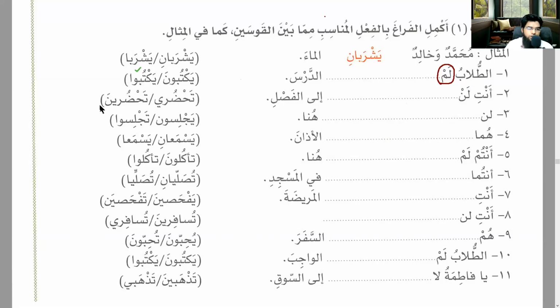Anti lan... ilal fasli. Tahduri, tahdurina. You did not attend the class. Hadara yahduru. 1 or 2. Now, 1. Tahduri. The noon will drop. Yes. Anti lan tahduri. The noon drops. Lan... huna. Yajlisuna, tadlisu. You all will not sit here. Lan tadlisu. Yes. Why? Because of lan. The noon drops. Huma... al adana. Yasma'ani, yasma'a. They both are listening to the adhan.